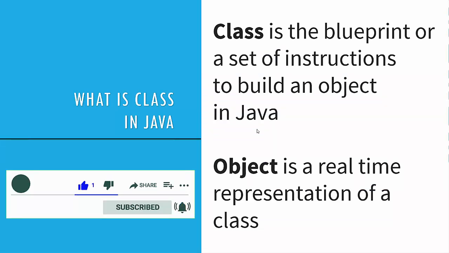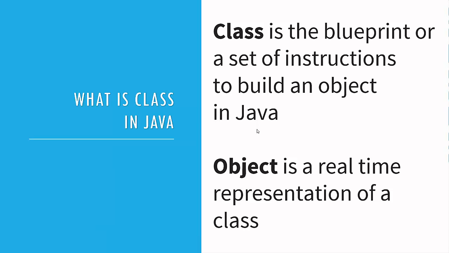Now talking about classes. Classes are a very important concept in Java. If you are a Java developer, then you must know what a class is. So theoretically, a class is called a blueprint or a set of instructions to build an object in Java. Now what is an object? An object is a real-time representation of a class. You can think of it in this way.